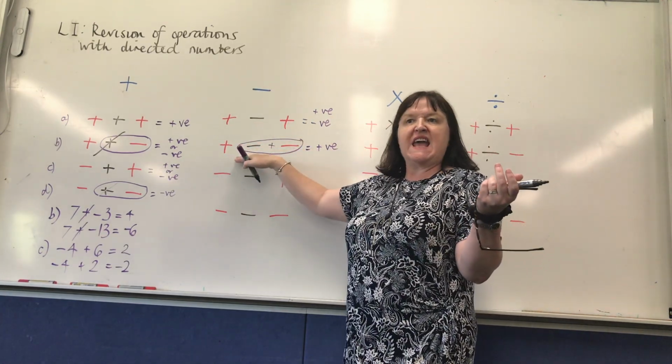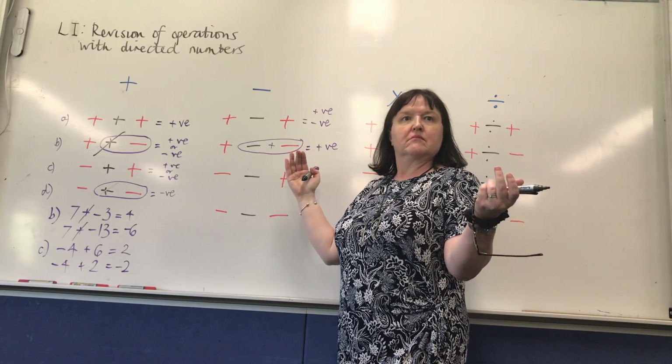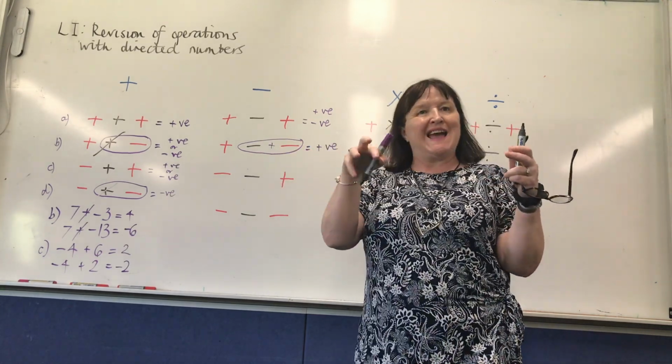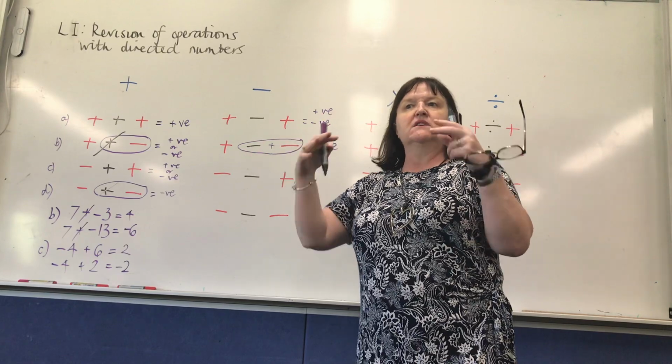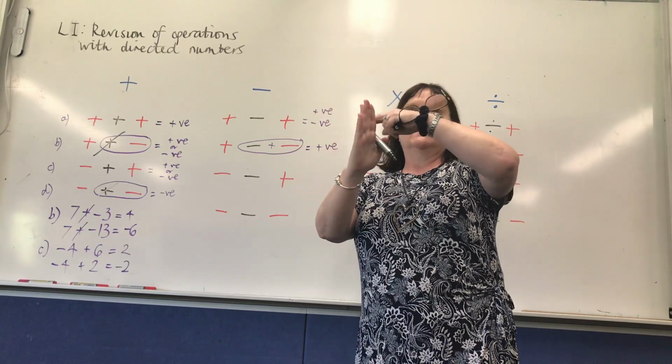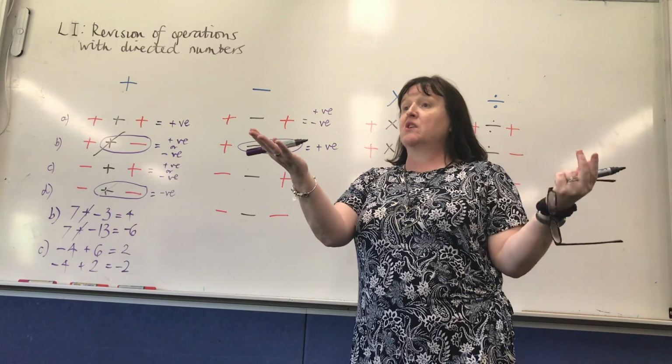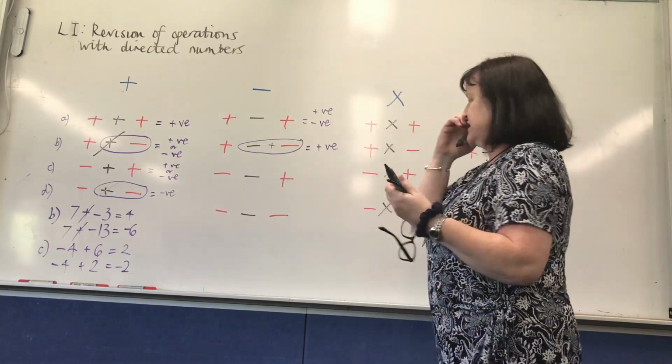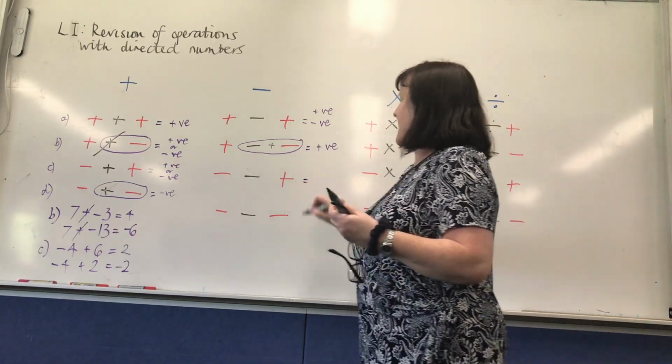So let's give an example. 30, take negative 10. So you've got 30, take negative 10. The take and the negative cancel each other out to become a positive, so my answer would be 40. Well done, positive 40.